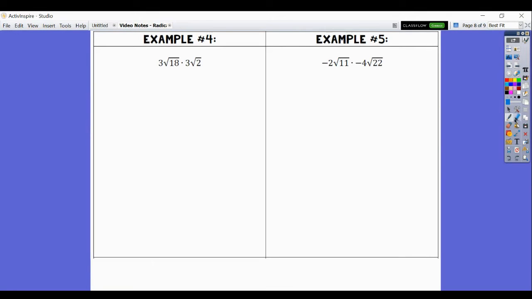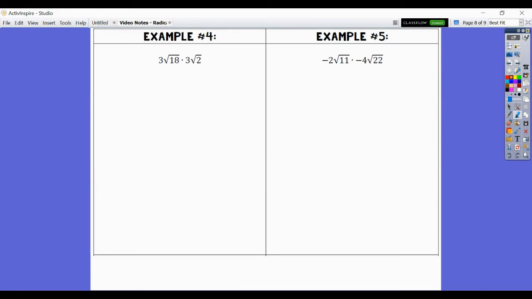And then next, example 4, again, we're going to multiply the outside numbers. 3 times 3 gets us 9 here outside the radical. Underneath the radical, we have 18 and 2, which we will multiply to get the square root of 36. Right away, I start my factor tree, breaking up 36 into 6 and 6, 3 and 2, and 3 and 2.